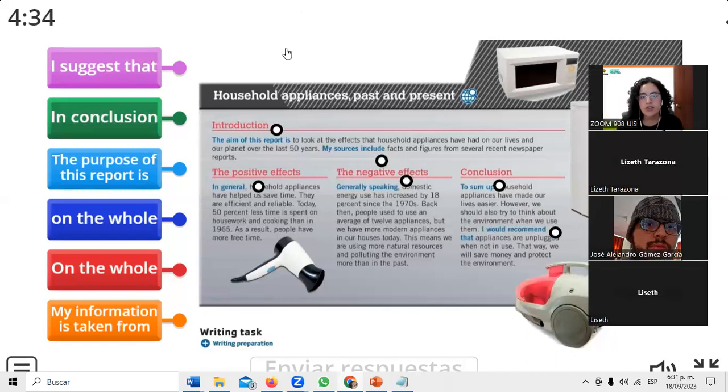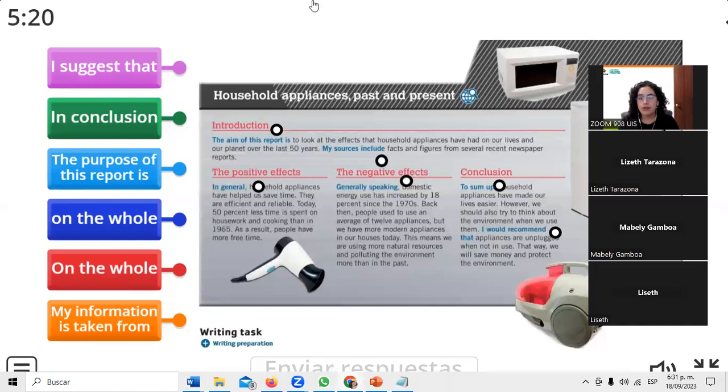All right, guys, let's socialize your answers quickly, okay? Let's read the report, and we'll check the answers as we go. So let's start reading. Maybe Maveli, you can read the introduction, please. Introduction. The aim of the report is to look at the effects that household appliances have had on our life and our planet over the last 50 years. My sources include facts and figures from several recent newspaper reports. Newspaper reports. Okay.